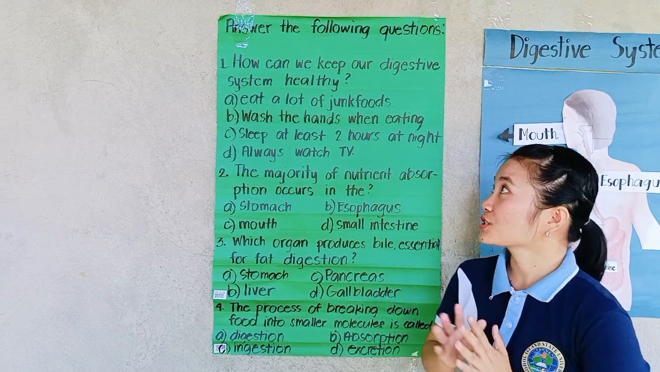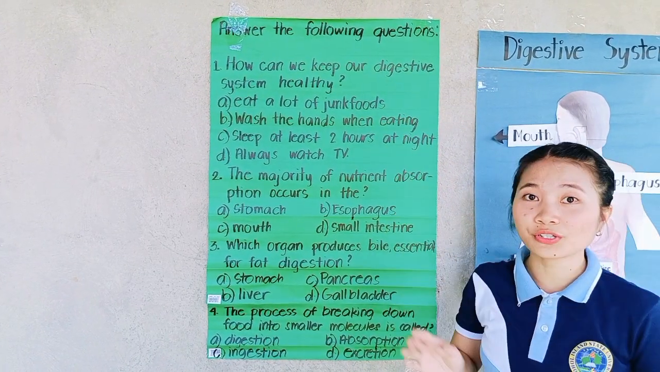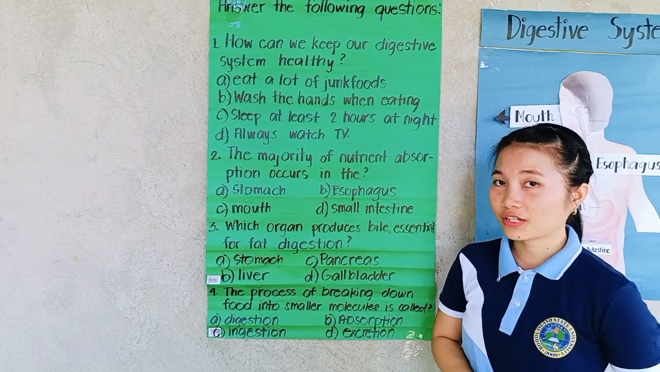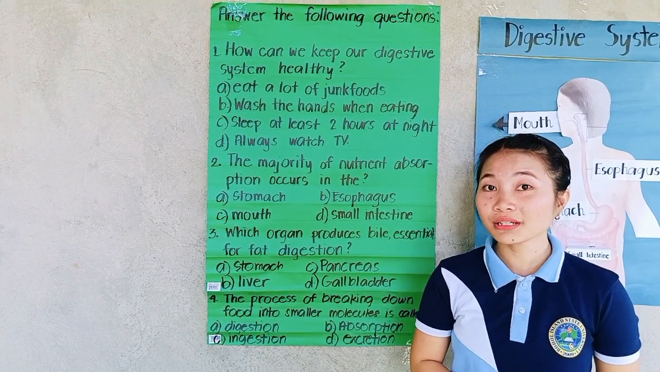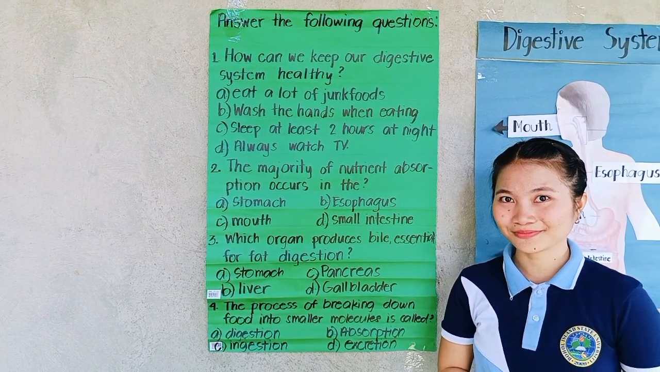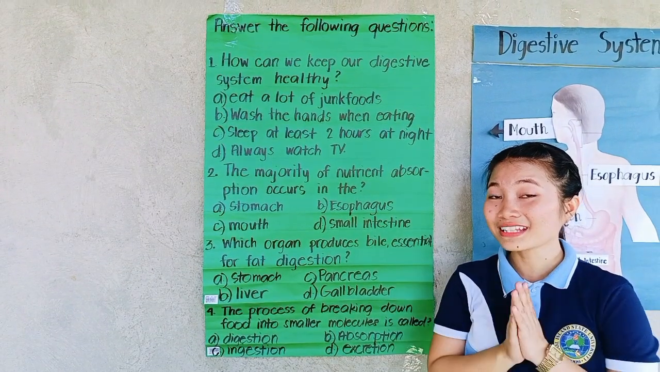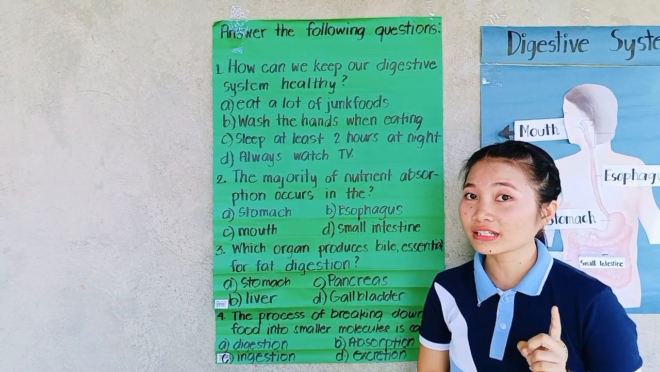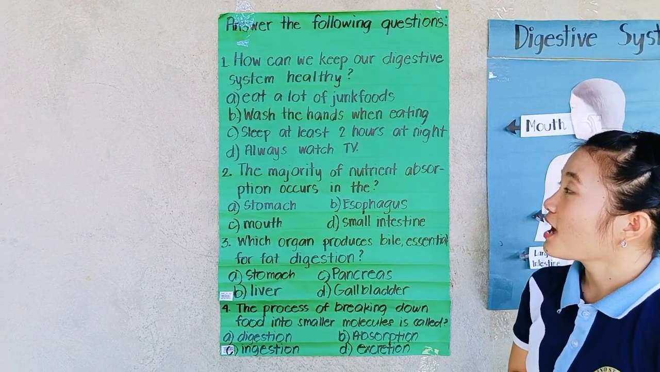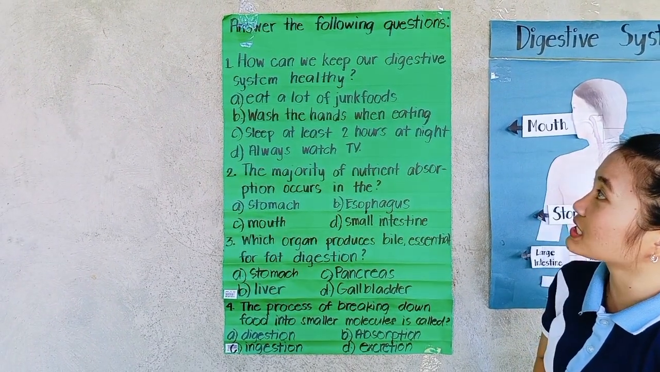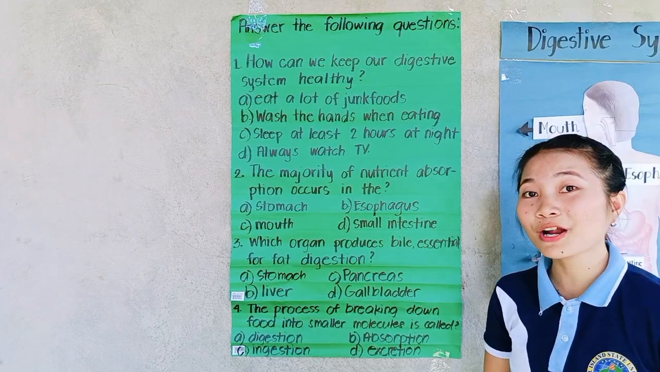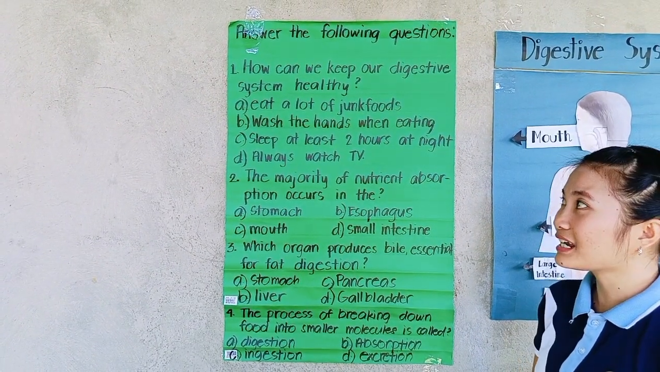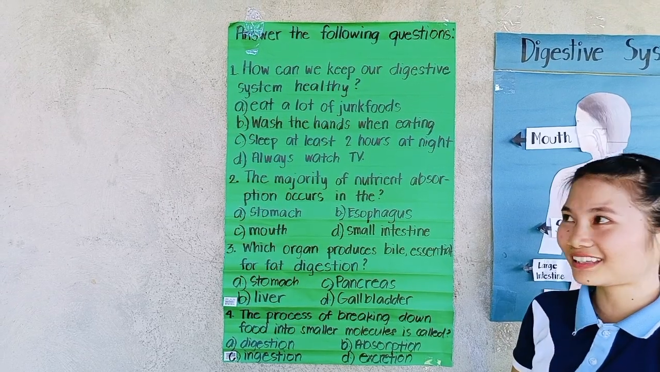Alright class. So this will be the one that you're going to answer, and I will give you at least 10 minutes to answer the following. Alright, time's up. So let's check if your answers are correct. So first, how can we keep our digestive system healthy? What could be our answer? Very good, it's letter B. Wash the hands when eating.